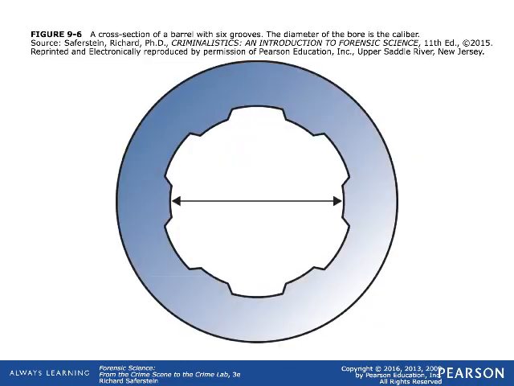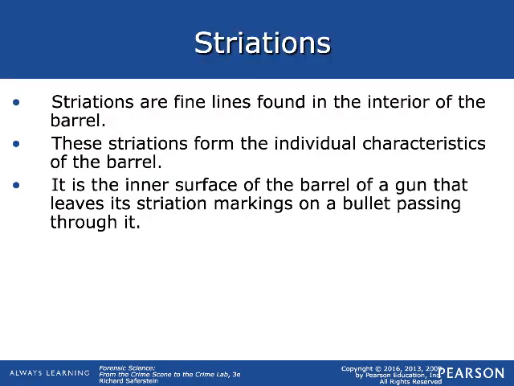Okay, this picture is a cross section of a barrel with 6 grooves. By looking at the cross section, you can see the low-lying parts and the higher parts. The diameter of the bore is the caliber of the weapon.